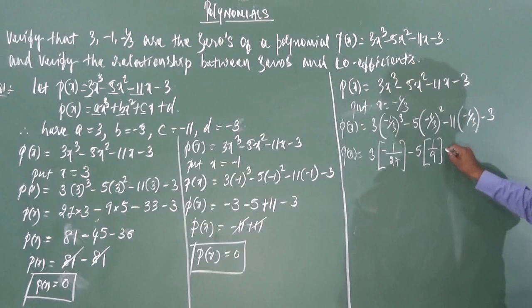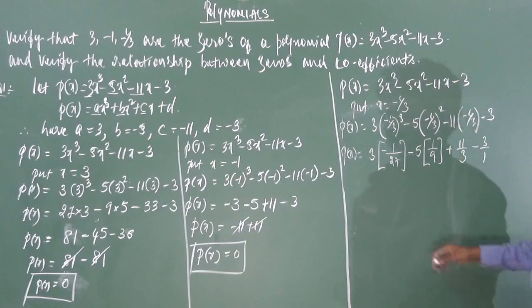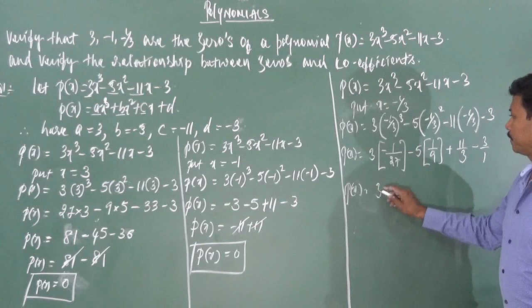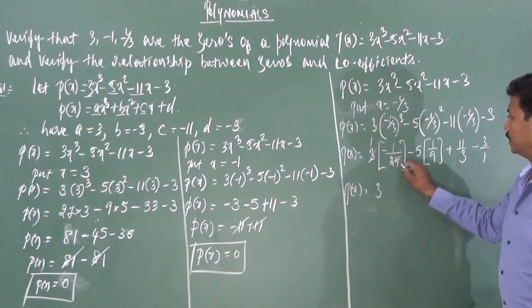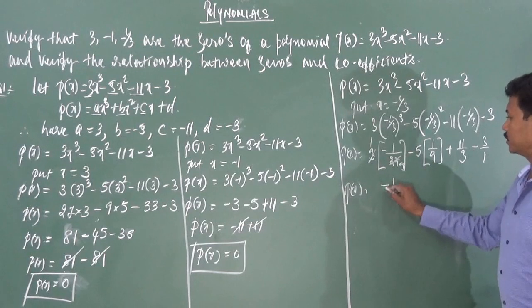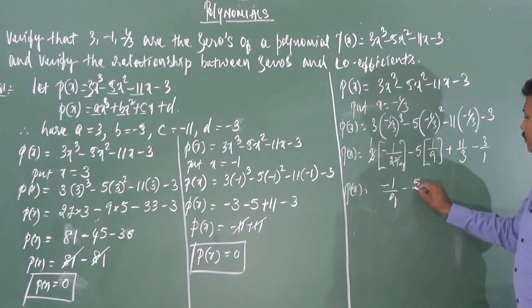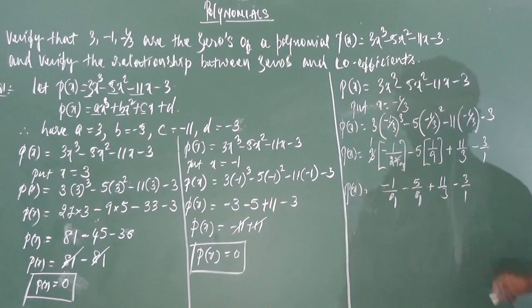Minus into minus is plus, 11 into 1 is 11 by 3, and this is minus 3 by 1 for your convenience. So P of x is equal to 3 into, okay, we can cancel this, 3 ones are 3, 9s are, that becomes minus 1 by 9, and this becomes minus 5 ones are 5, 5 by 9 plus 11 by 3 and minus 3 by 1.